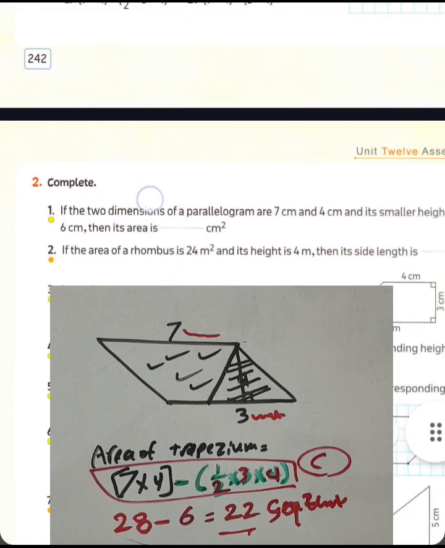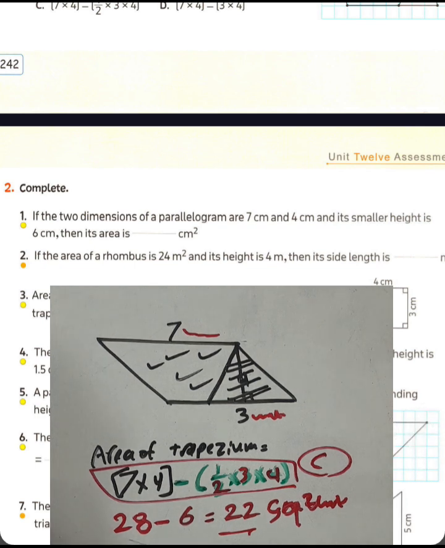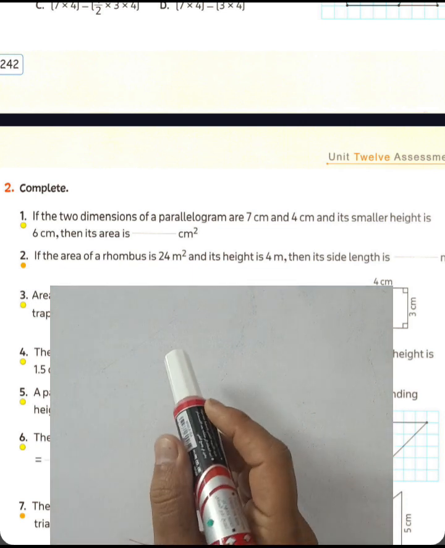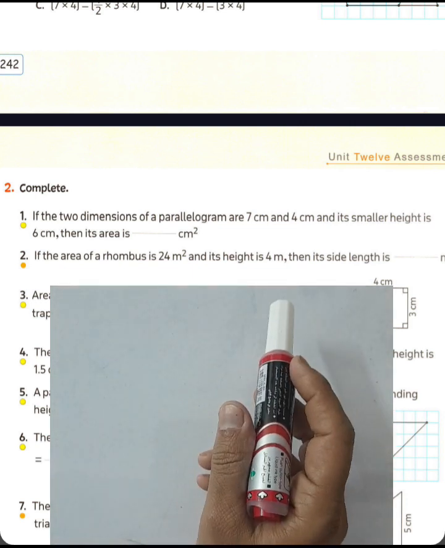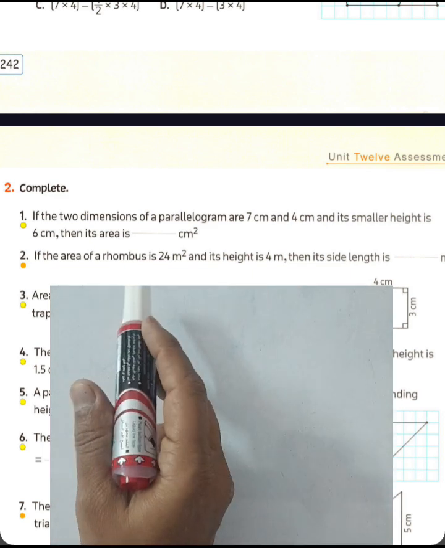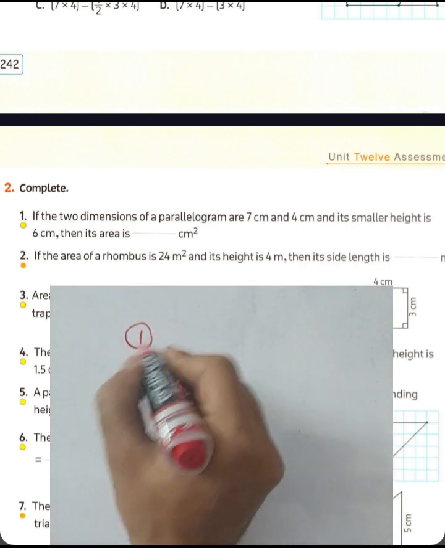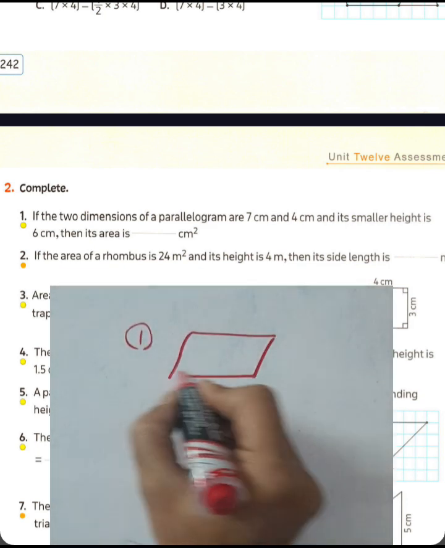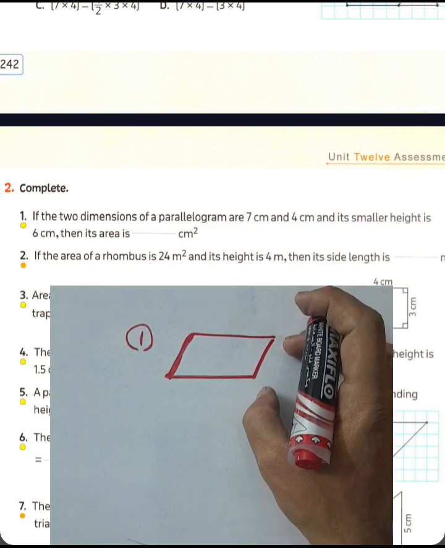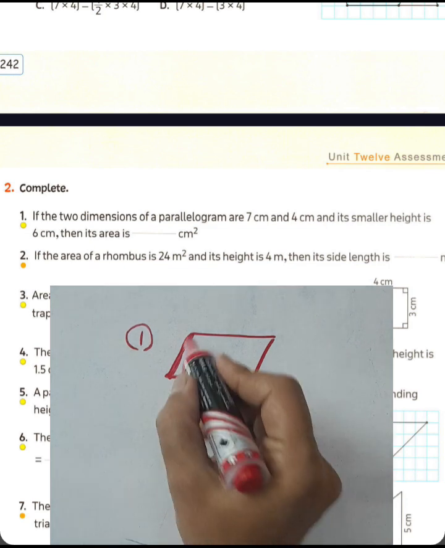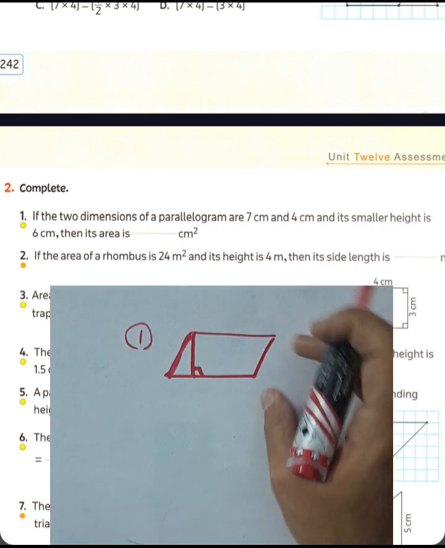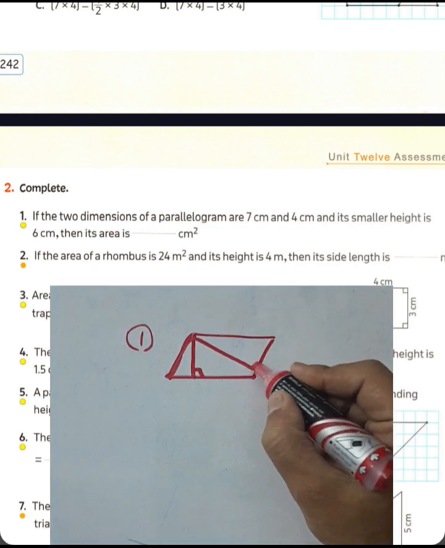Question number 2 complete. Look at here about number 1. In this example, if the two dimensions of the parallelogram are 7 centimeter and 4 centimeter and the smaller height is 6 centimeters, then the area will be what? About question number 1, we know we have two bases about any parallelogram. First will be greatest and second will be smaller, or the inverse. But we must know the greatest base has the smallest height, and the smallest base has the greatest height.